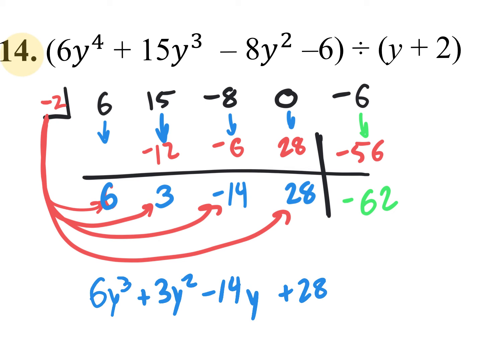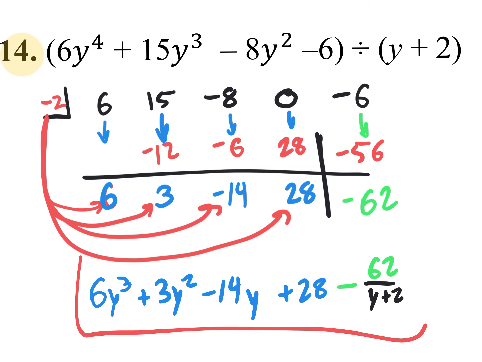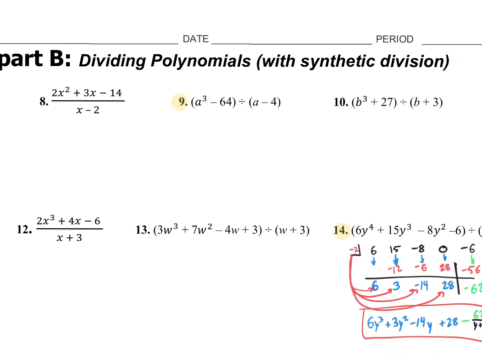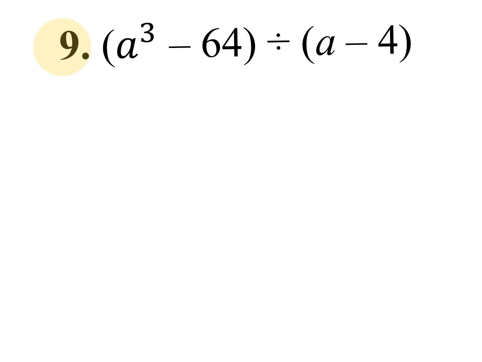And at the very end, we have minus a fraction, the 62 up on top, and the y plus 2, the original divisor, on the bottom. There's your final answer. That's done pretty quickly compared to long division. Yay? So I hope we're getting more comfortable with this. It's awesome. Check this one out. This one's fun.